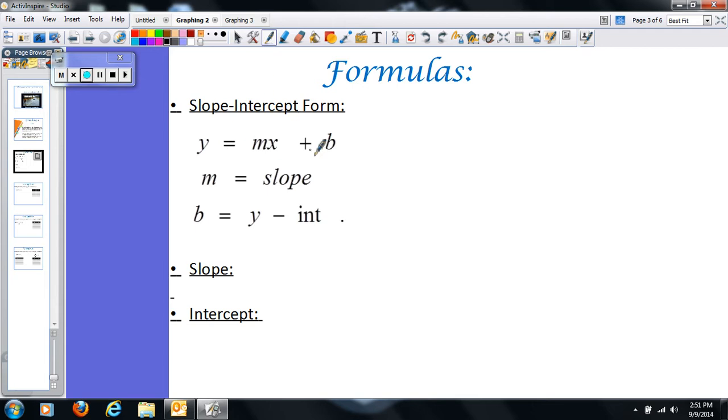Y equals mx plus b. First thing you need to recognize is m, this part right here, is what we call the slope. And you need to recognize that b right here is what we call the y-intercept. Okay? So with that being the case, two definitions for you that you're required to get written down are slope and intercept. I want you guys to get the definitions for those. Okay? So you got slope-intercept form, y equals mx plus b.